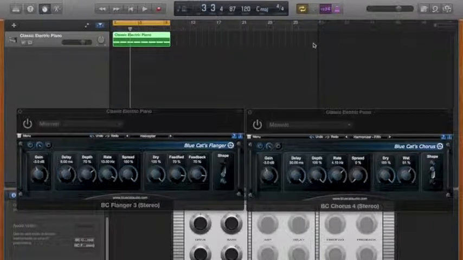This concludes this week's demonstration of chorus and flanger effects.